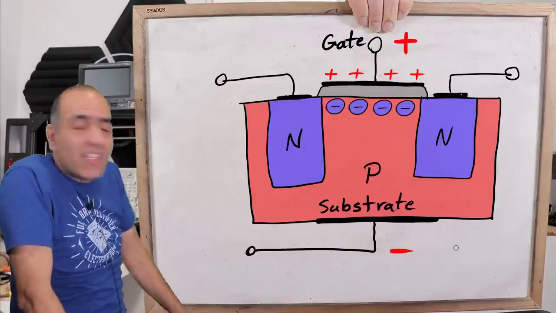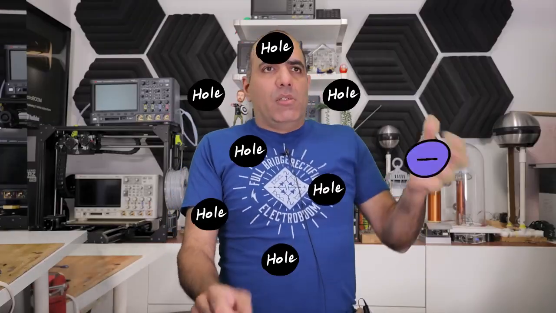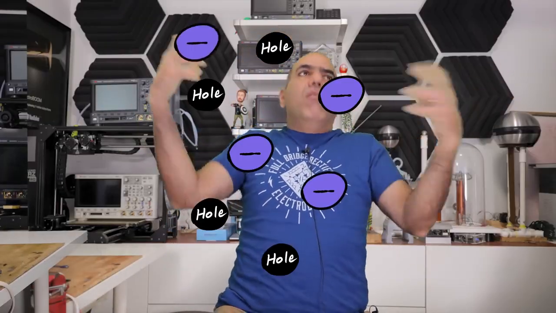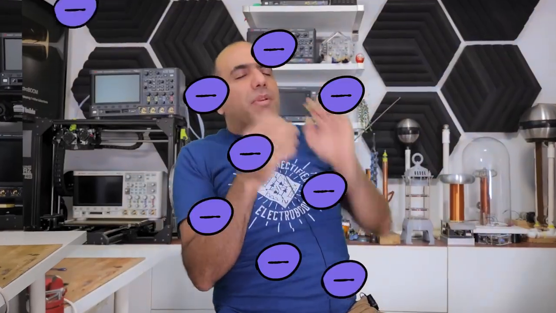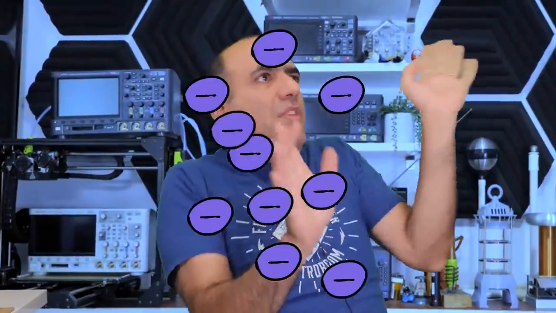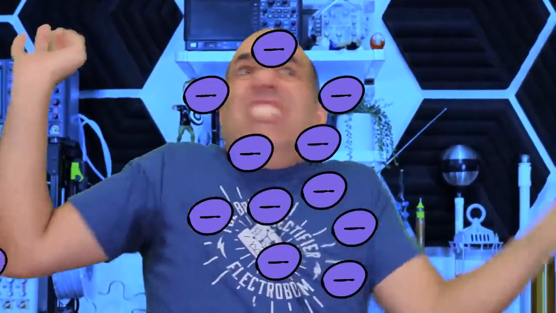And we know P is happy to have electrons. But to what extent? P is like, oh yeah, fill all my holes with electrons. Give me. No, okay, stop it, I'm done. Let's stop, please, no more electrons.